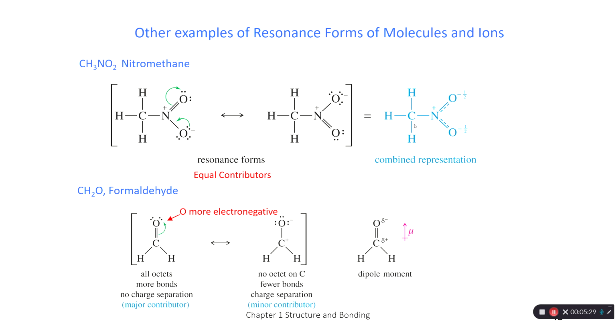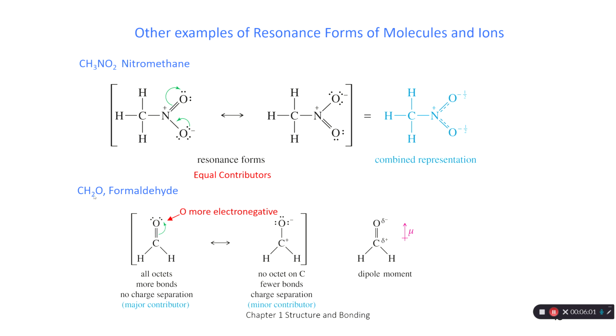And if you look at a combined representation using the dotted lines to show partial bonds, you can see that each oxygen on average has a formal negative 1/2 charge. So you have a negative 1/2 here and negative 1/2 here for a total of -1 on the oxygens, a +1 on the nitrogen. That makes this overall a 0 charge for nitromethane, but it shows that the negative charge is concentrated on the two oxygens equally. So these are equal contributors.